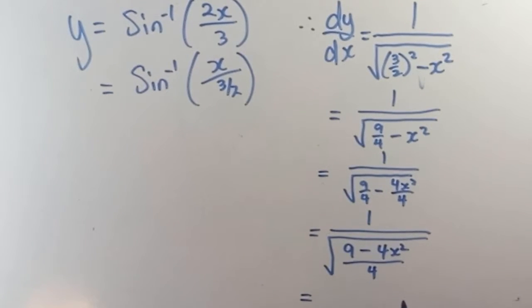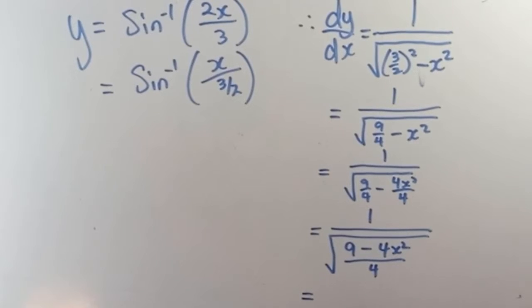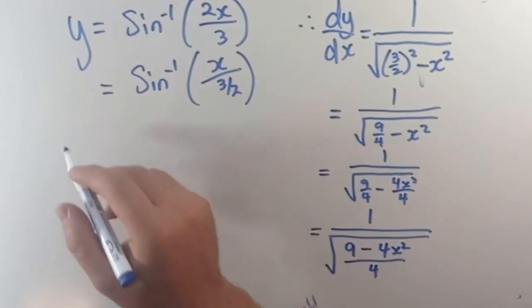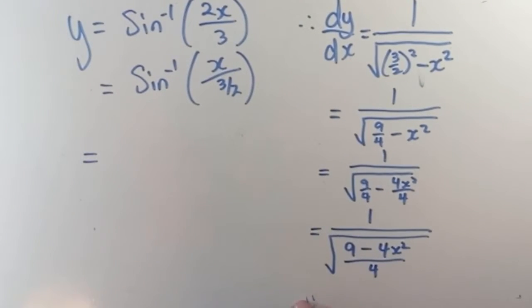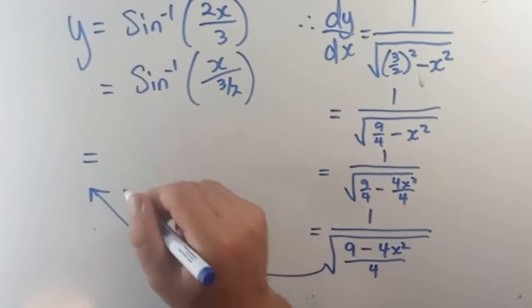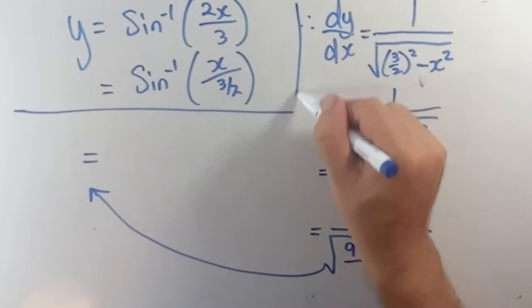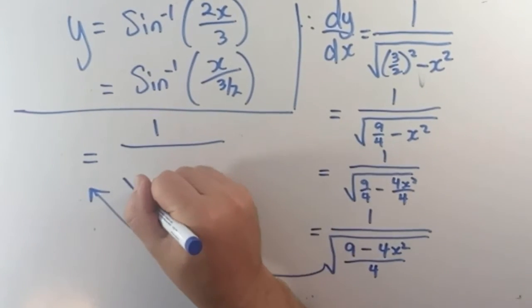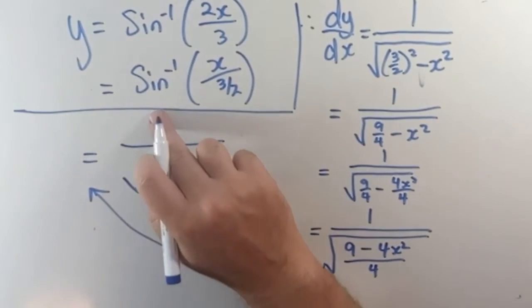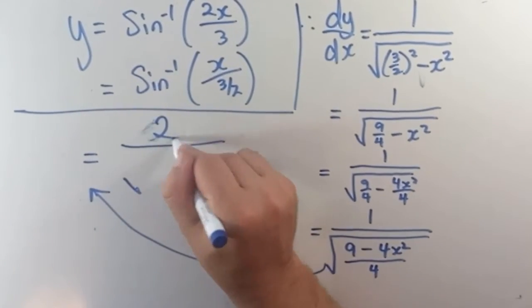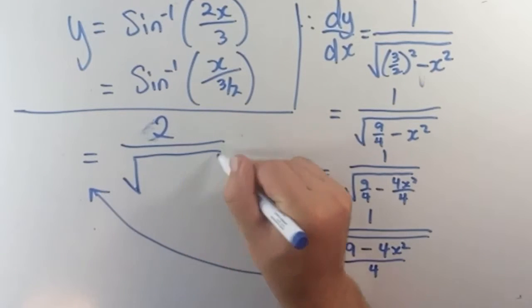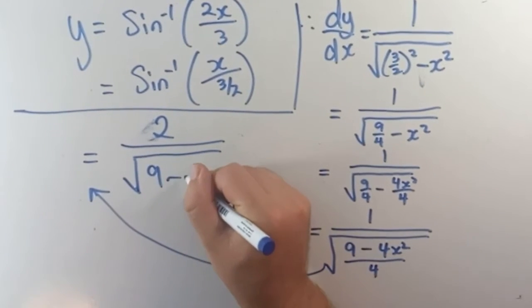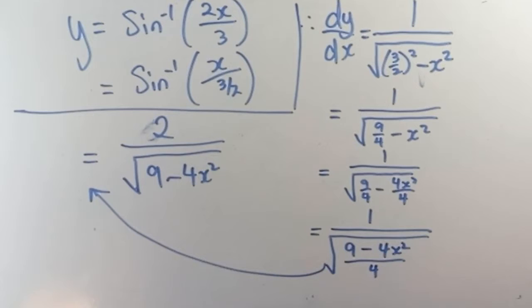So I get, hopefully you can still see that on the screen. I might put the answer over here, just in case I'm running off the screen. Box it off, there we go. 1 over, oh, not 1, we want 2 now. 2 over the square root of 9 minus 4x squared. Perfect. All right, that's job done.